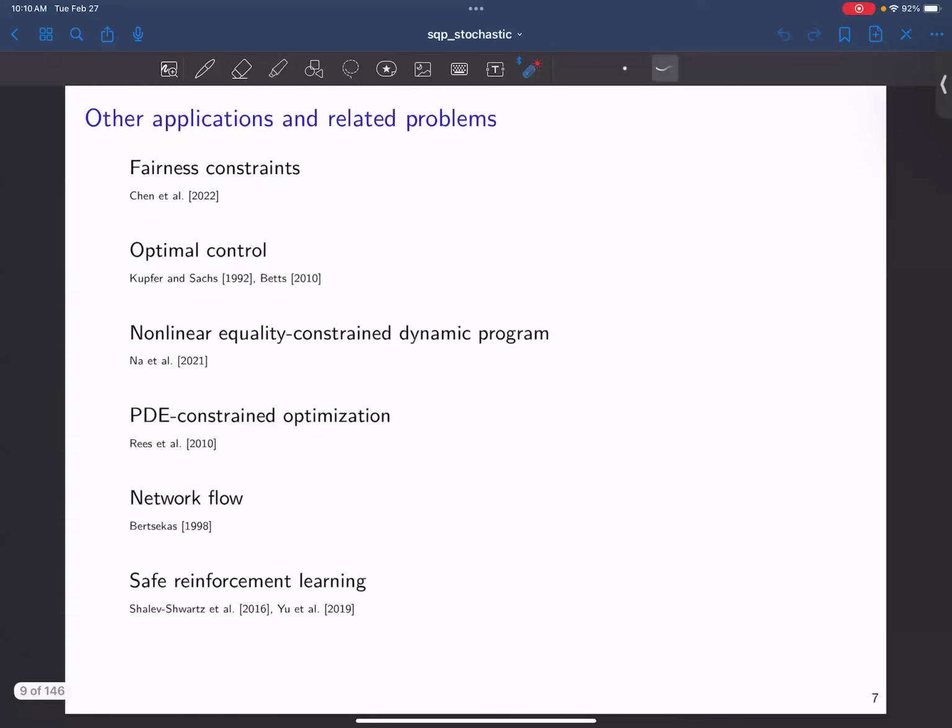Okay, and then there are many other application domains that are maybe not in the domain of statistical machine learning. For example, optimal control, nonlinear dynamic programming, problems where we have PDEs as constraints to optimization problems, as well as problems in, for example, safe reinforcement learning, as well as putting fairness constraints, which can be cast as an optimization problem with constraints. So this is why we should potentially care about solving this class of problems.